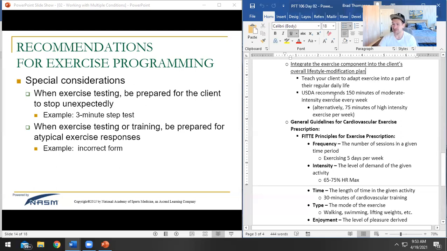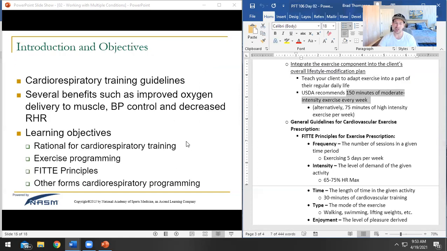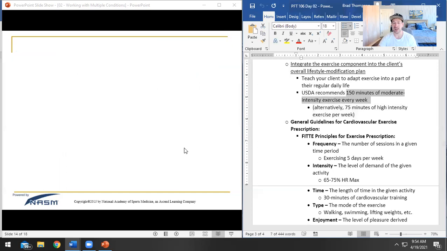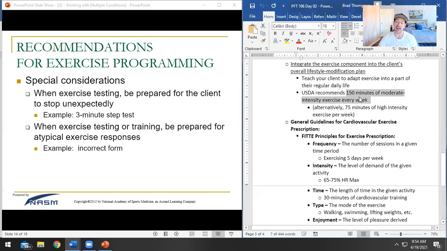Here's where we want to get. The USDA, and this is a number you want to have memorized. Trust me, you'll see this question in your homework and on your test. The USDA recommends, actually it's the CDC, it's both really. The CDC recommends 150 minutes of moderate intensity activity per week. That's the bare minimum. That is not to improve your health, that is to maintain your health.